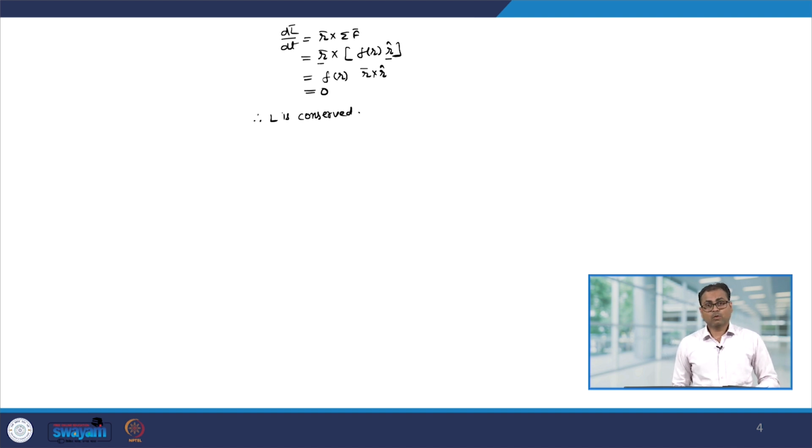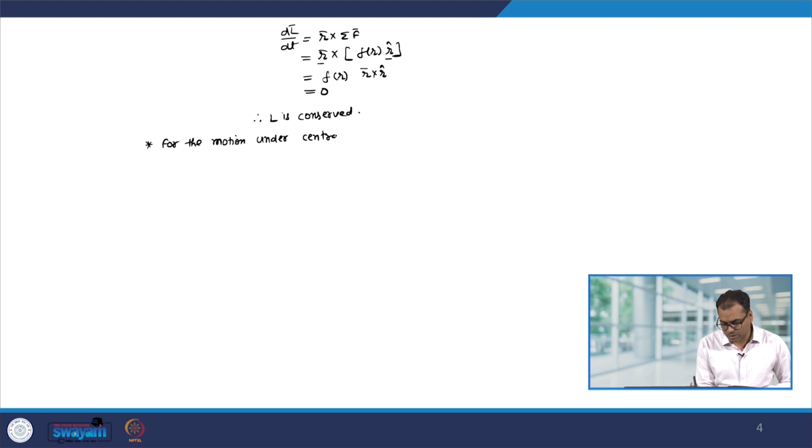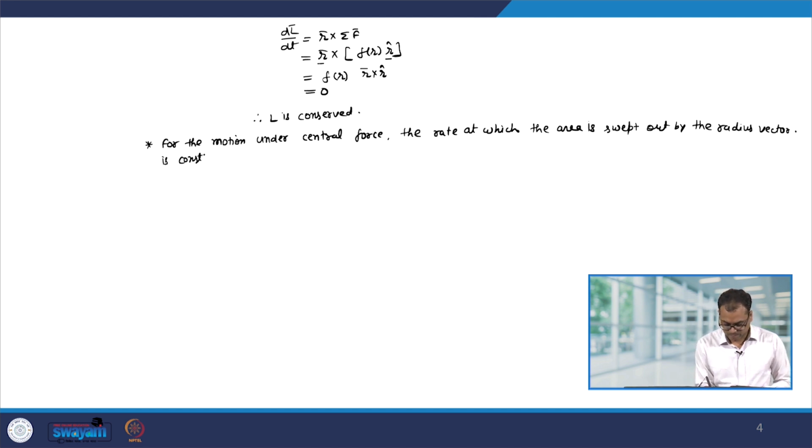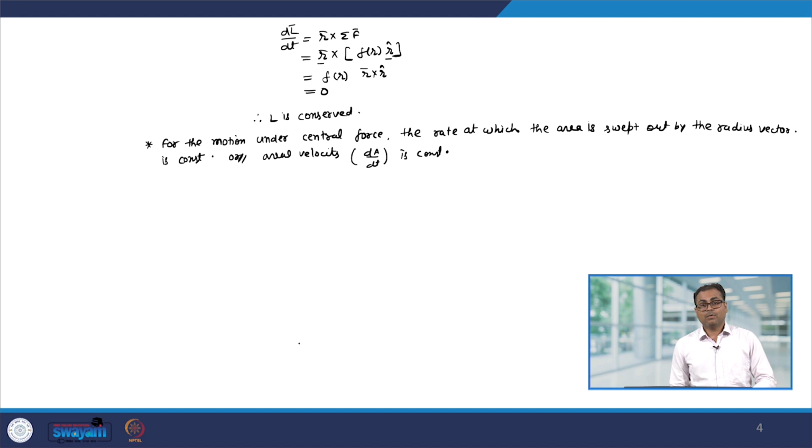Now, let us prove another identity and the statement is the following: for the motion under central force, the rate at which the area is swept out by the radius vector is constant, or the areal velocity dA/dt is constant. This is also known as Kepler's law. Now, let us prove this statement.